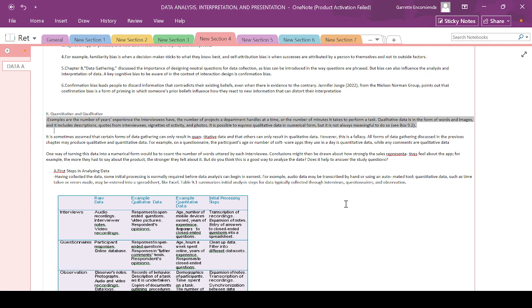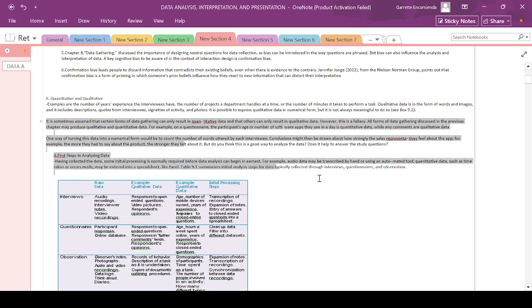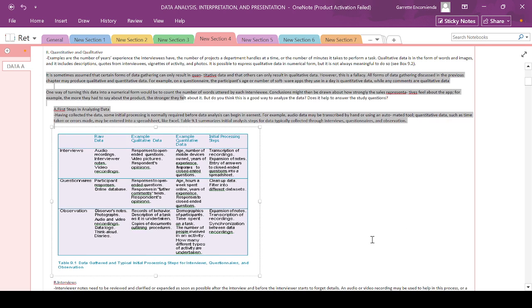So just like with interfaces, different interfaces are applicable to different things. A rating scale such as 1 to 10 is applicable only up to a point, and it's not applicable in some cases. It is sometimes assumed that certain forms of data gathering can only result in quantitative data and that others can only result in qualitative data. However, this is a fallacy. All forms of data gathering discussed in the previous chapter may produce qualitative and quantitative data.